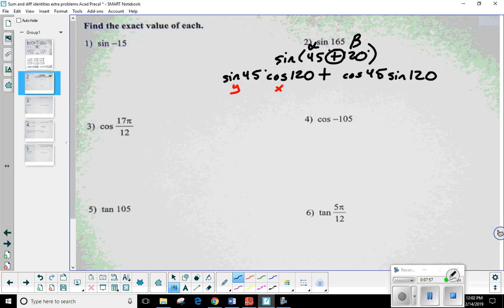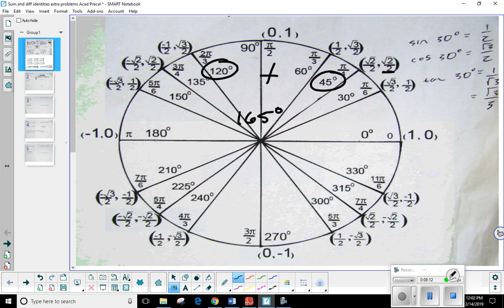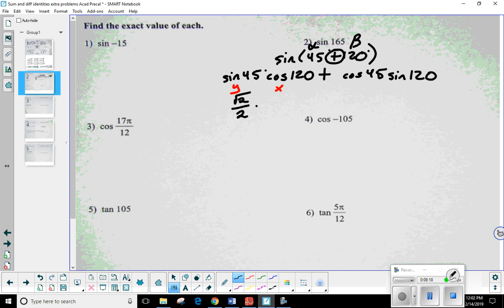Okay, so I'm going to come back over here, so I'm going to replace sine of 45 with that ratio. Okay, and I'm going to do the same thing for the other ones. Now I need cosine of 120. So I go to my unit circle here. Here's 120 degrees. What's the x value? Negative 1/2. Okay. See, it's just like a formula. You're plugging in the ratios now.